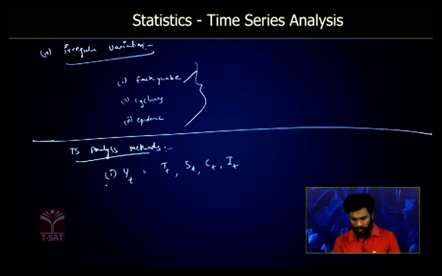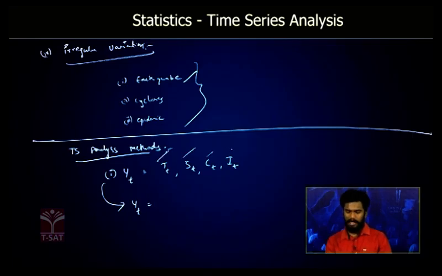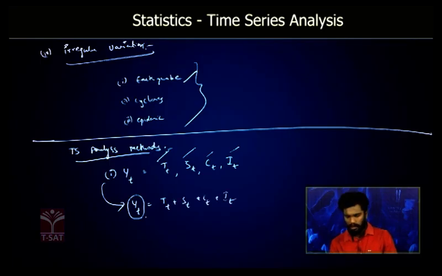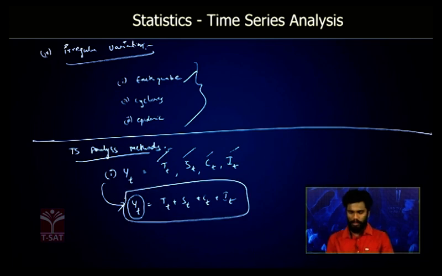Now we have 2 processes for analyzing the time series. The first thing is, we assume that each and every effect, that trend effect or seasonal effect or cyclic effect or irregular effect, they all act independently on YT. Then we go for the additive model. We add all the effects and we write like this: YT is equal to trend plus seasonal variation plus cyclic variations plus irregular variations. This is nothing but the additive model of the time series.